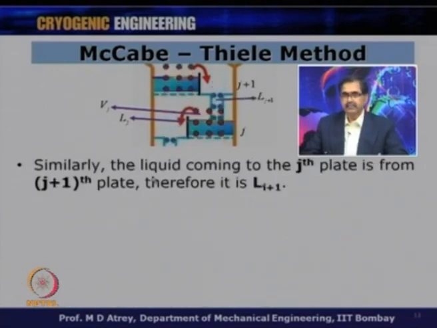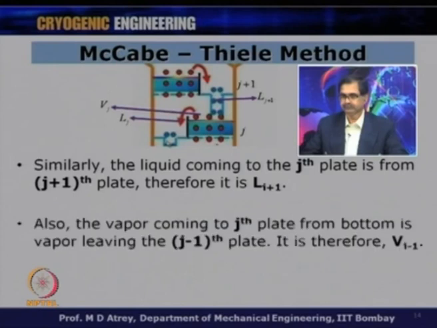Similarly, the liquid coming to the jth plate is from the j plus 1th plate. So, the jth plate is receiving liquid from the plate above. The liquid which is leaving the j plus 1th plate is Lj plus 1. Therefore, the liquid which is coming to the jth plate is Lj plus 1 and the liquid which is leaving the jth plate is Lj. Please understand this nomenclature because it is very important. So, the jth plate receives the liquid Lj plus 1 and the liquid which leaves the jth plate is called Lj.